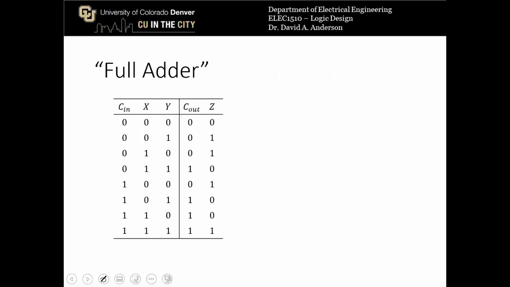The full adder truth table looks like this. We now have, in addition to the inputs x and y, a carry in bit. So a full adder has an additional input as compared to a half adder, but the same outputs, carry out and s. So now we need to write out logical functions for carry out and s based on carry in, x and y.